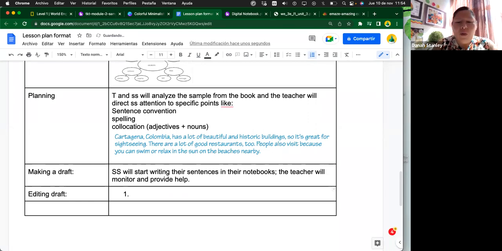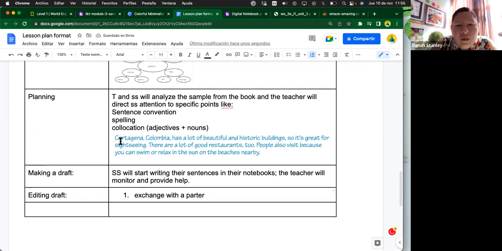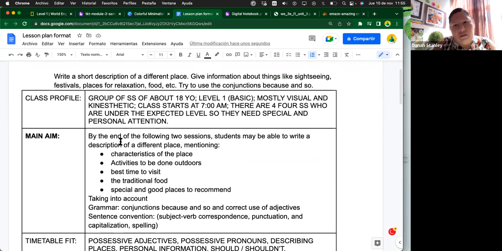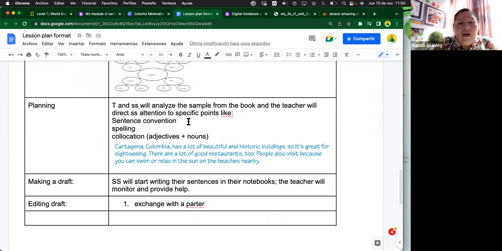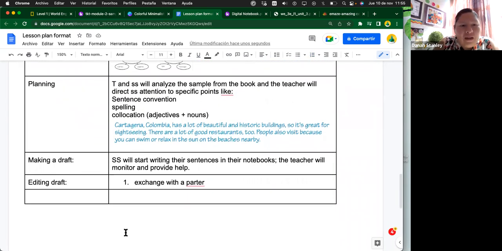Entonces tenemos option 1. Exchange with a partner, ¿no? Obviously lo voy a poner con un partner que le ayude, ¿verdad? No voy a poner two of these very basic students together. Ya, I have detected that I have 4 students that are on their expected level. Pues don't put them together, okay? Ask them to write with someone.